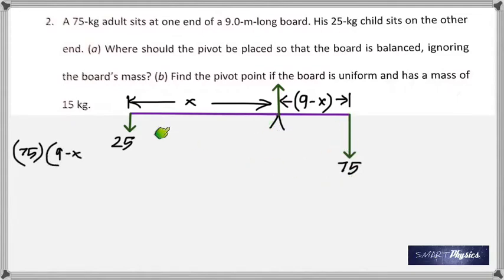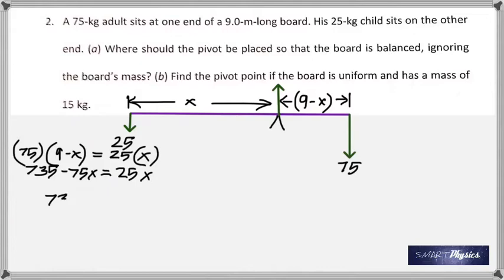This is clockwise, and this is going to be counterclockwise. Clockwise is going to be 75 times 9 minus x, and counterclockwise is 25 times x. Now the little math that you have to do is to find x. From that, you get 735 is 100x, and x is 7.35 meters from where the child is seated.